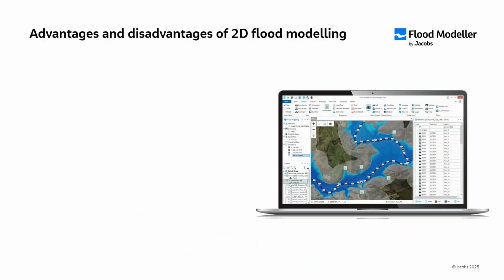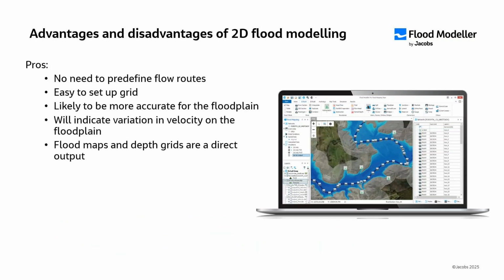I know that was a very quick overview of 2D flood modeling, but I'm just conscious of time. So I'm going to run through quickly some advantages and disadvantages of 2D flood modeling. Like I said before, there's no need to predefine flow routes in the floodplain, because once water comes out of the channel, the digital terrain model, or elevation grid, if you like, takes control of that and determines where water is going to go.